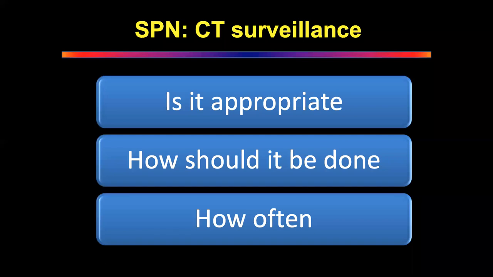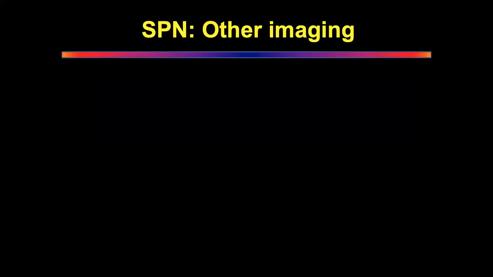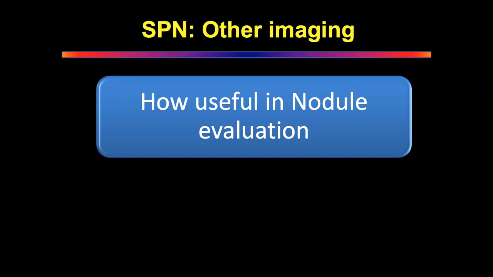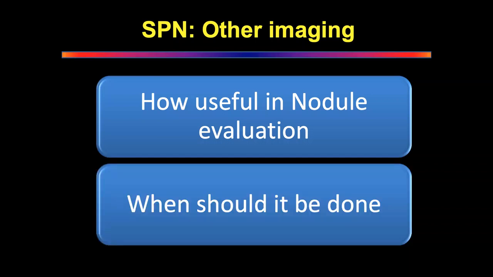When do you do CT surveillance? Is it indicated in this patient, or should you discharge this patient? How often should you do it and how should you do it, whether it's a CT scan, a low dose CT scan, or a PET scan? I'm giving you these questions right at the start of our discussion. I will go through all of this with you in a minute. What are the other imaging modalities that you can use? What is the role of PET scan in a solitary pulmonary nodule? And when should you do a PET scan, or should you not do a PET scan?